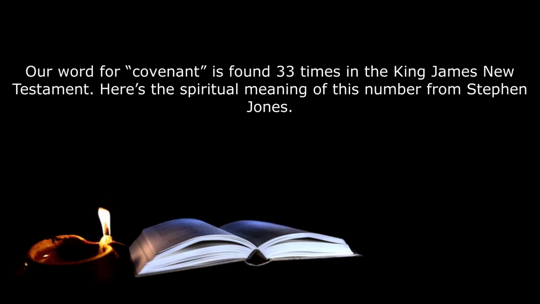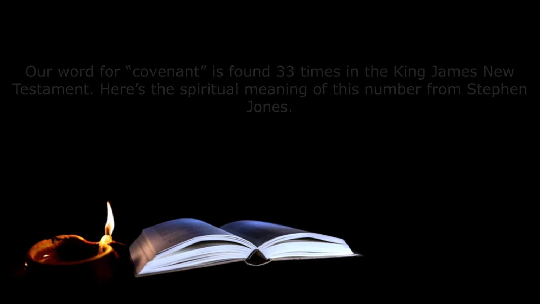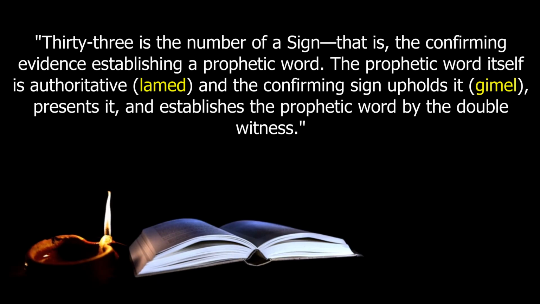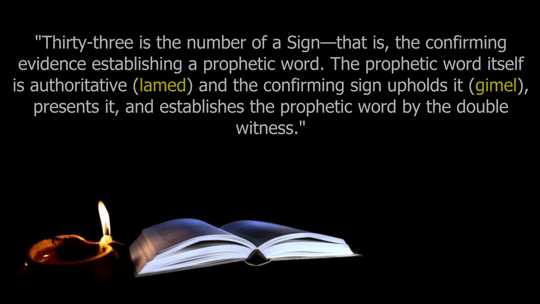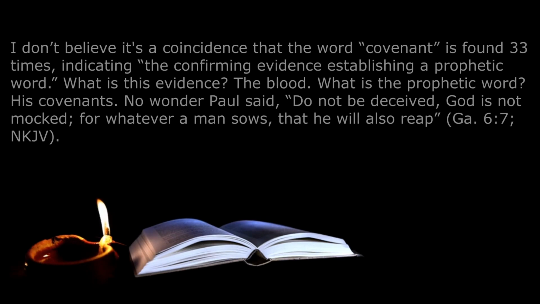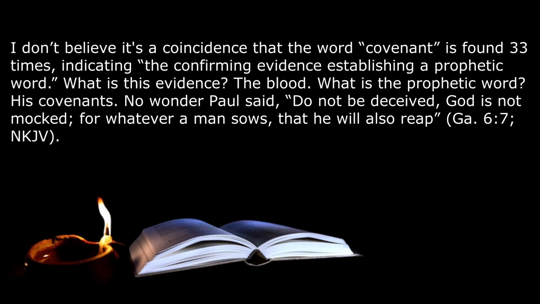Our word for covenant is found 33 times in the King James New Testament. Here's the spiritual meaning of this number from Stephen Jones. 33 is the number of a sign. That is, the confirming evidence establishing a prophetic word. The prophetic word itself is authoritative, and the confirming sign upholds it, presents it, and establishes the prophetic word by the double witness. I don't believe it's a coincidence that the word covenant is found 33 times, indicating the confirming evidence establishing a prophetic word.